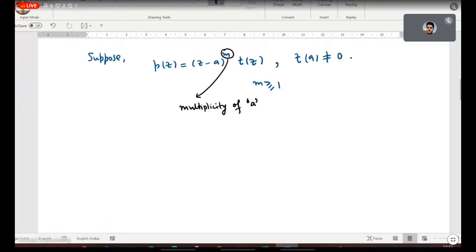Right, okay. Also, class, take a note that this expression also tells us that the degree of p(z) will be equal to m plus the degree of t(z). Am I right, class? Yes, if a is a root of multiplicity m.